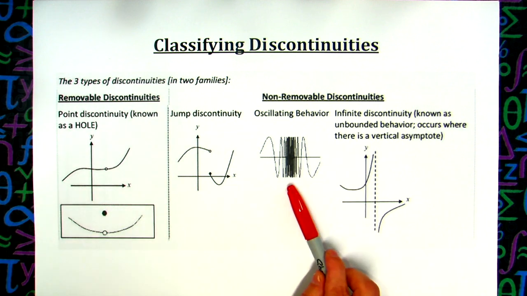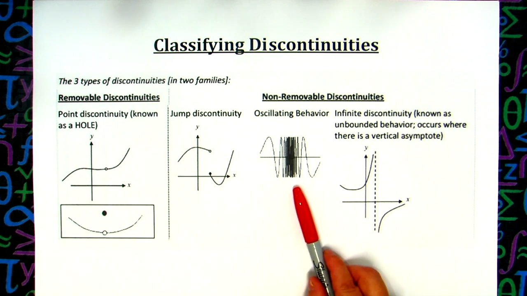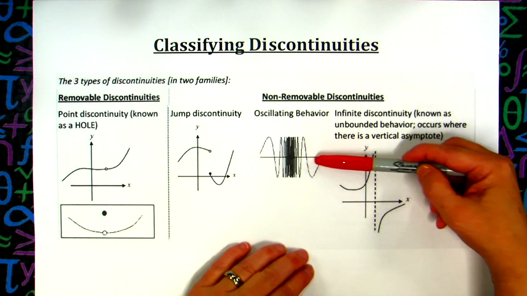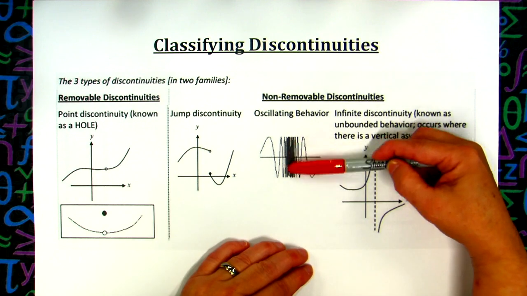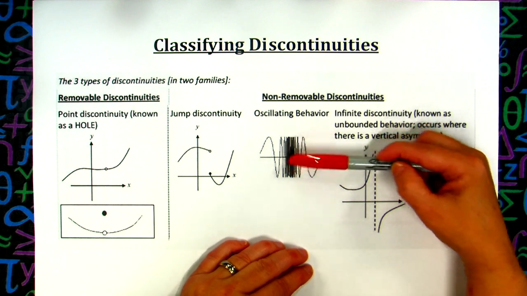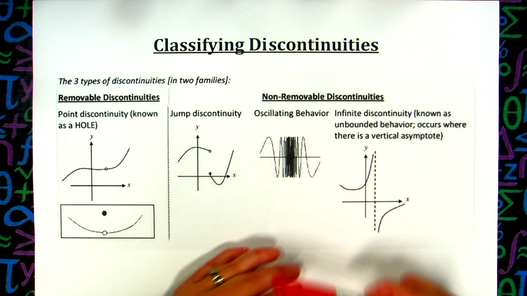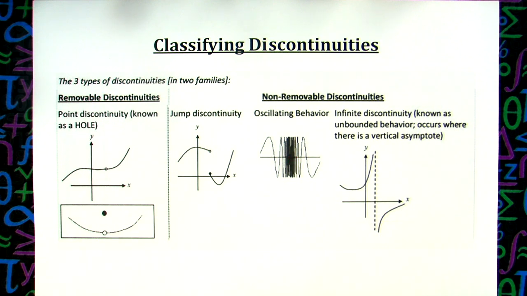The oscillating behavior is kind of in a unique category of itself. It is considered to be non-removable. You're just oscillating back and forth so much at any given point c that you cannot determine a limit. Therefore, we've got a discontinuity, and it's said to be a non-removable discontinuity.